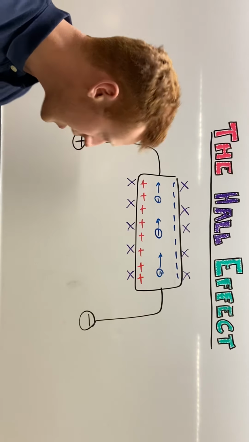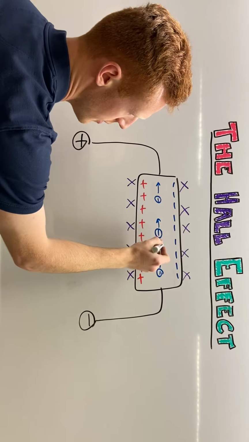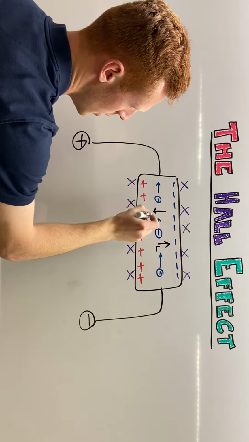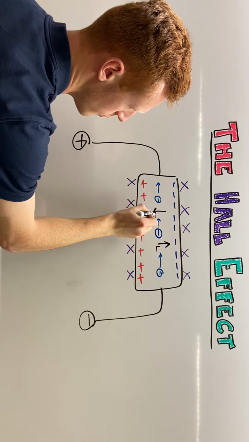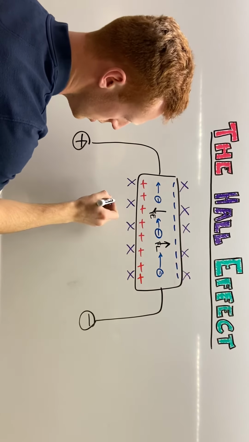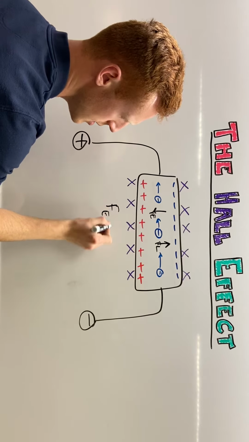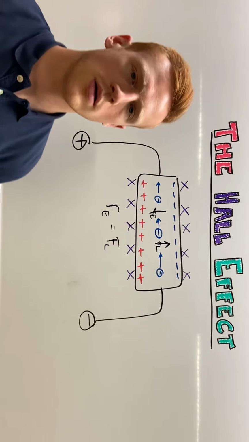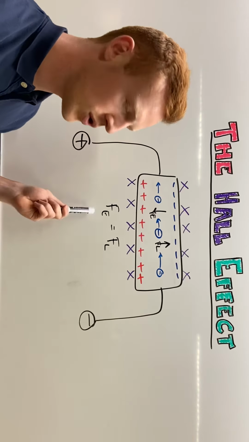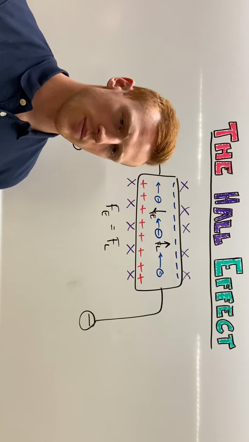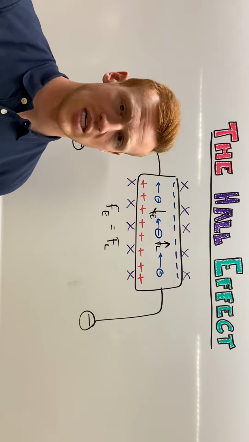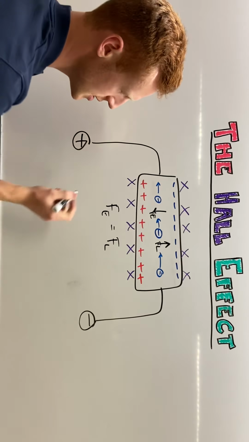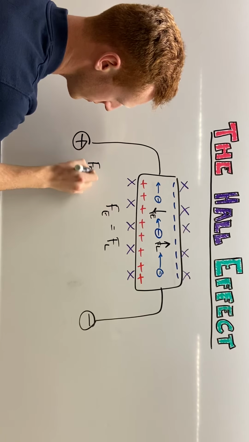So what we find is a relationship that the Lorentz force is equal to the electric field force. Force E equals force L. Let's write that out. Force E equals force L. The force exerted on an electron by the electric field is going to be equal to the force exerted on that same electron by the magnetic field. And what is force of an electric field?